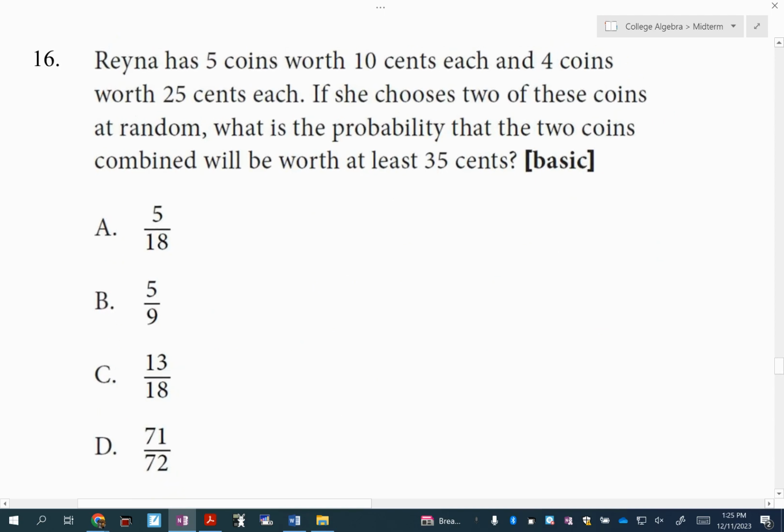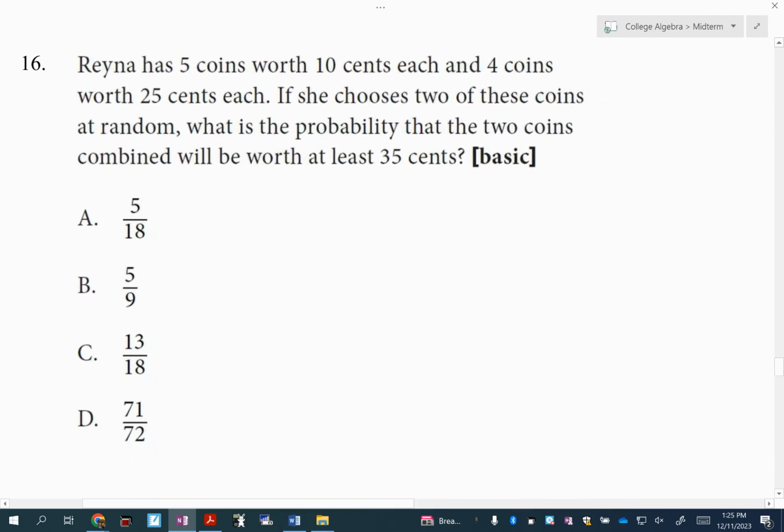16. Okay, Raina has 5 coins worth 10 cents each. So 10 cents each. She's got 5 coins. And then she's got 4 coins worth 25 cents each. So 4 coins worth 25 cents each. If she chooses 2 of these coins at random, what is the probability that the 2 coins combined will be worth at least 35 cents?